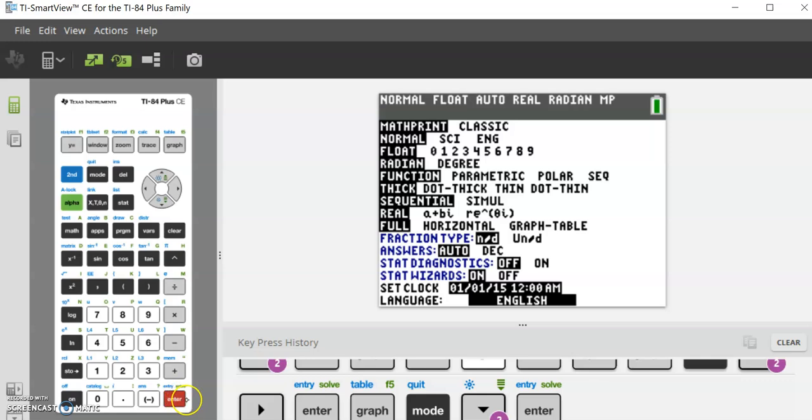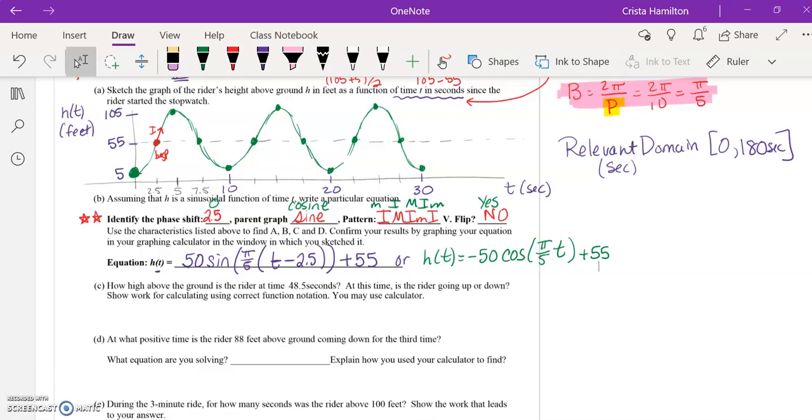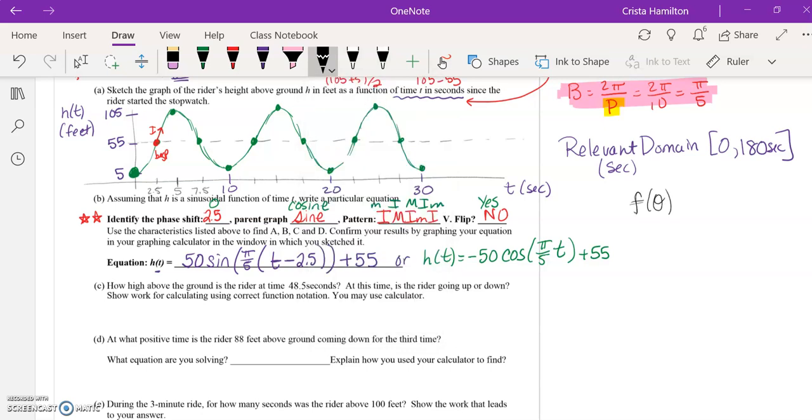And I did want to talk a little bit about why the mode of radians is really important as we are looking at these application problems. The reason for that goes back to our idea of trig functions. If I had f of theta equals cosine theta, think of that as your parent graph. Typically, our input was an angle and our output was a ratio.